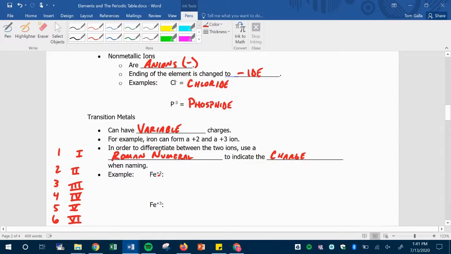So now when we're going to name it, Fe with a plus 2 charge, since it's iron, we would label it as iron, and then the plus 2 in parentheses, we put our 2 in Roman numerals. Then if it's Fe with a plus 3 charge, we just saw Fe is iron, so this is iron 3.